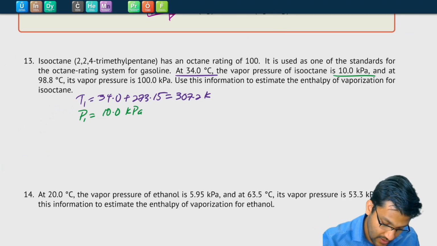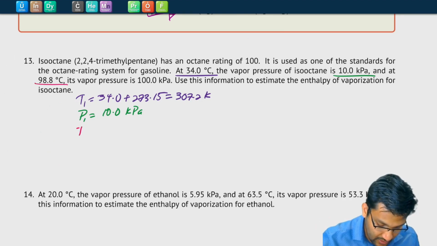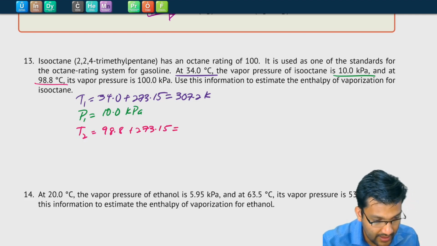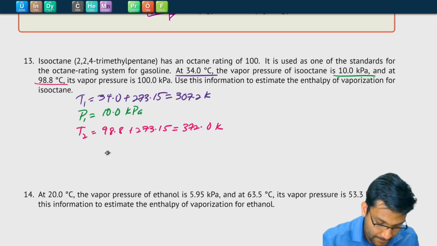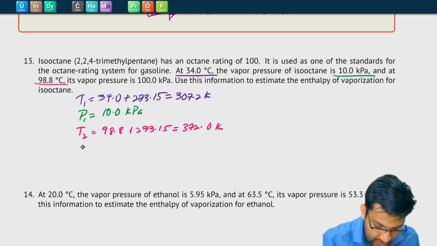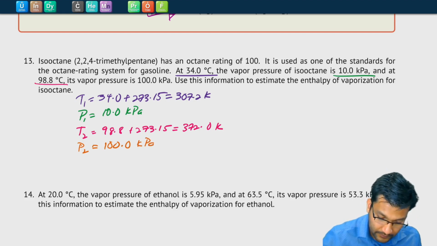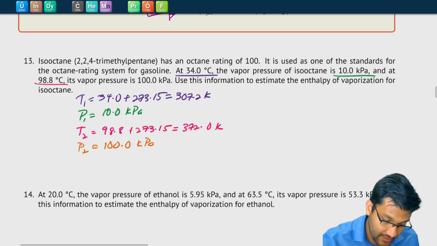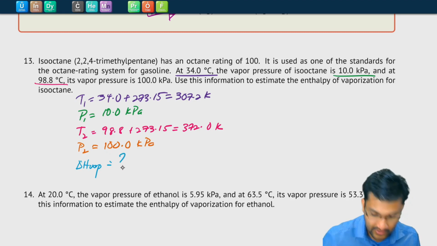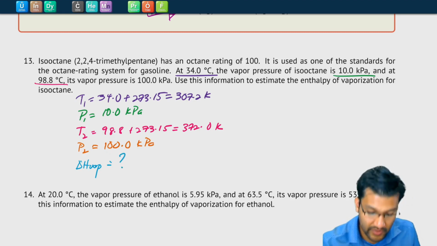What else do we have? It says at another temperature, so let's call that T2, it's 98.8 degrees Celsius, but we need this in Kelvin. So that should be 372.0 Kelvin. It gives us the vapor pressure, P2. We'll use a different color. Colors are nice. Let's use orange. P2 at that temperature is 100.0 kilopascals. They want us to use this to figure out the enthalpy of vaporization. So we have all four of these quantities. They want us to figure out what the enthalpy of vaporization is.